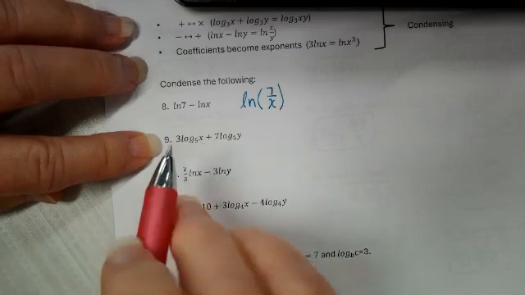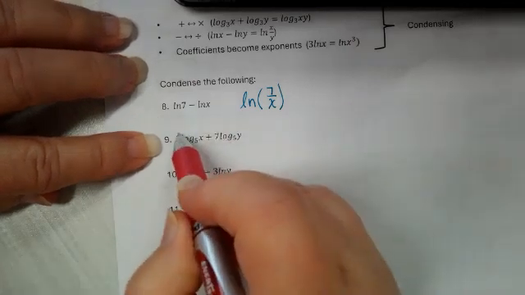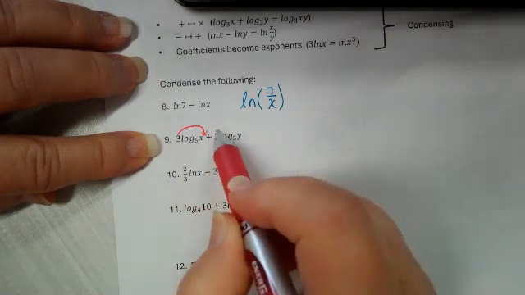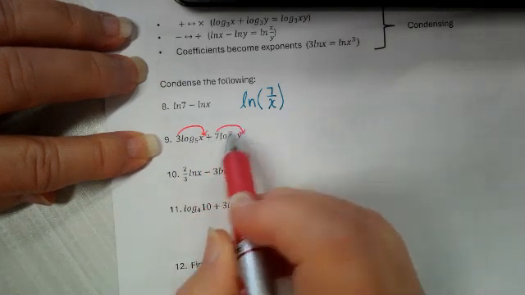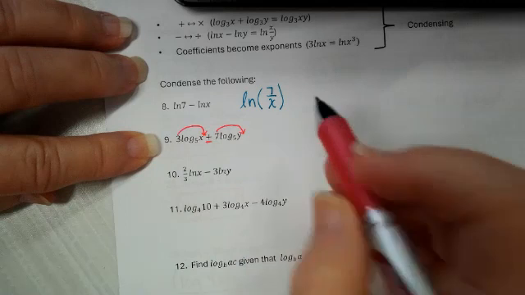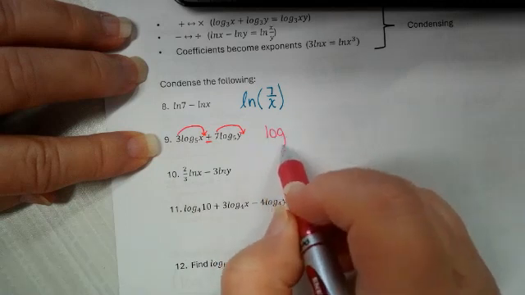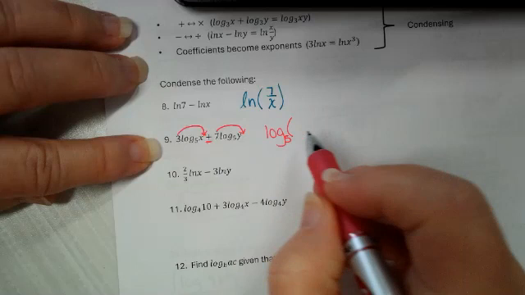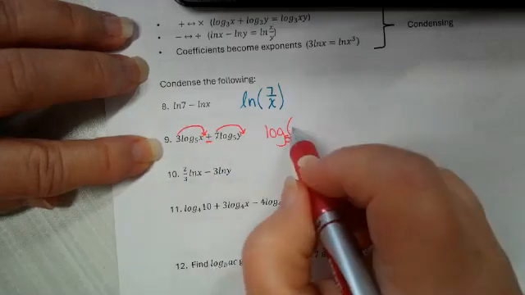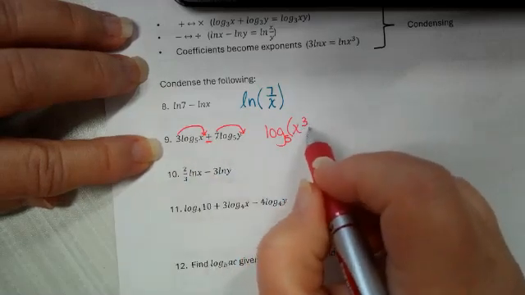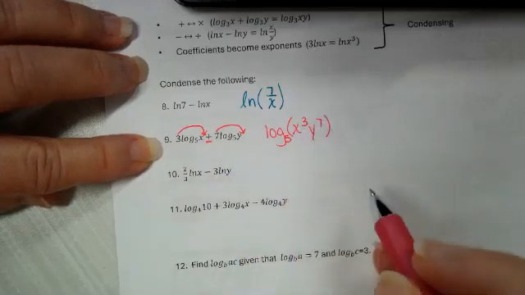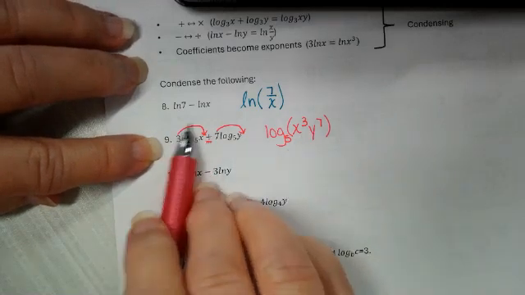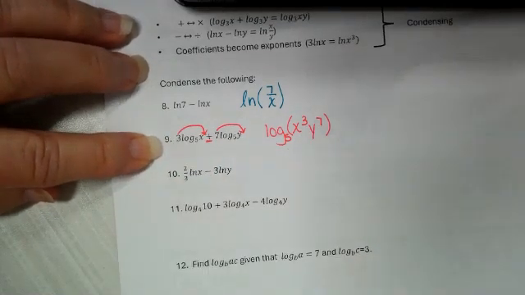I have a coefficient of 3. My coefficient is going to come up here and become the exponent. Same thing with the 7. And notice that it was addition. So inside my log expression, that turns into multiplication. Log base 5 of x to the third times y to the 7th. Addition became multiplication. Coefficients became the exponents.